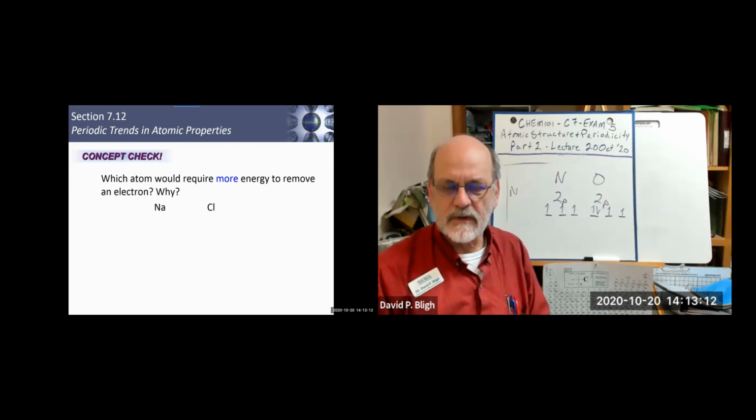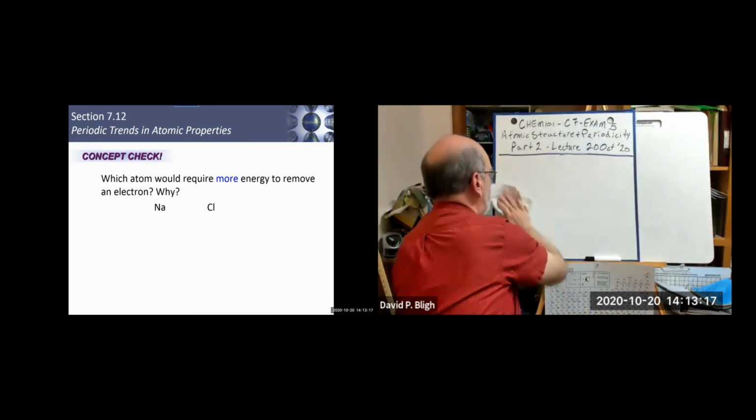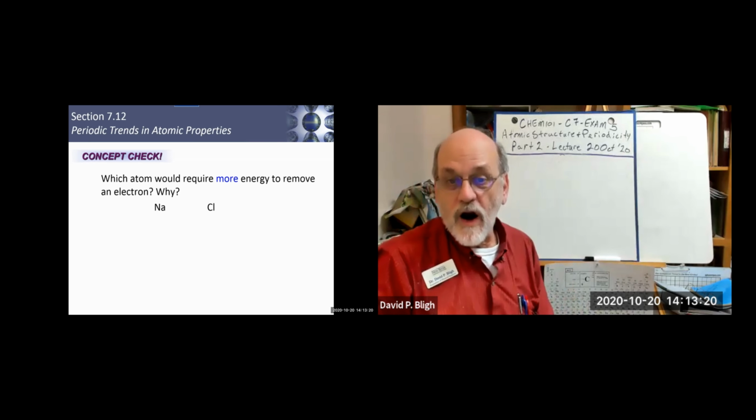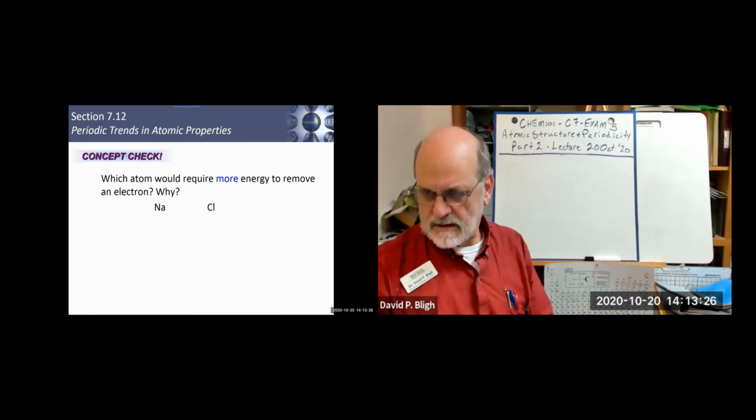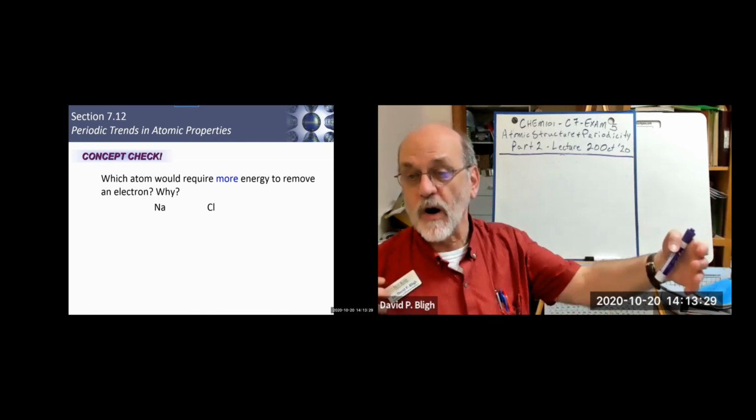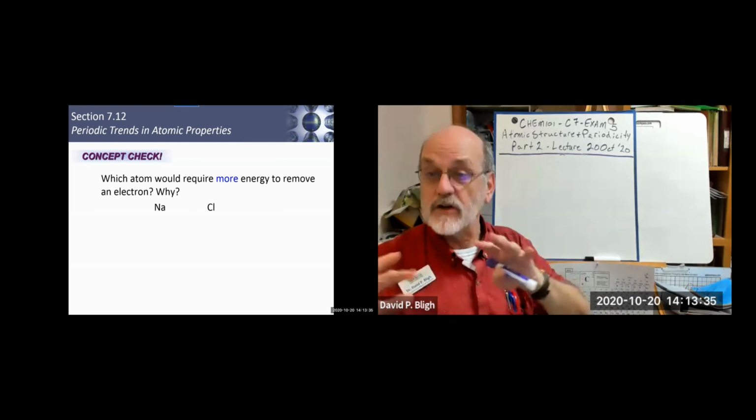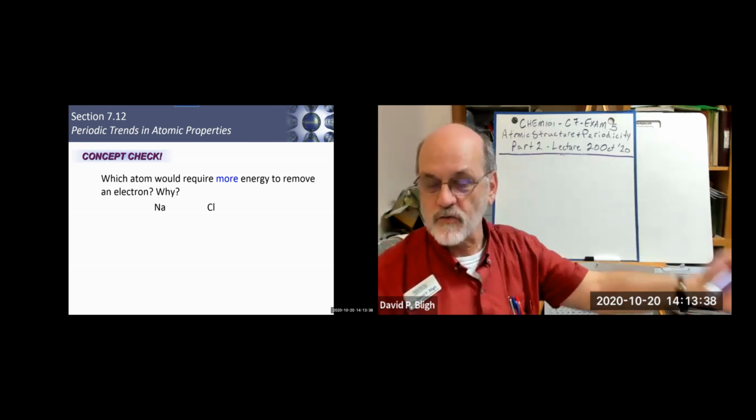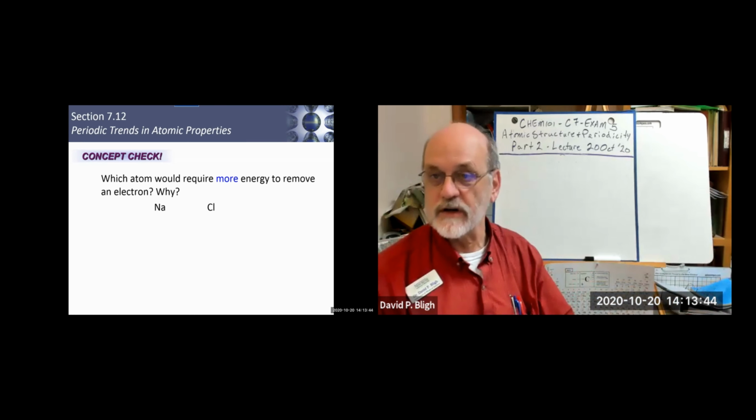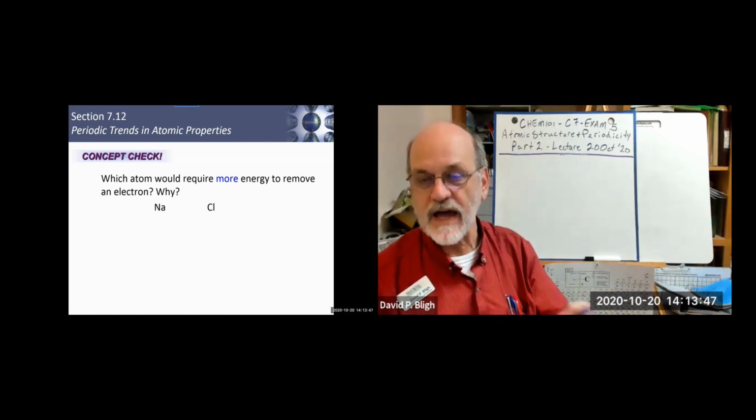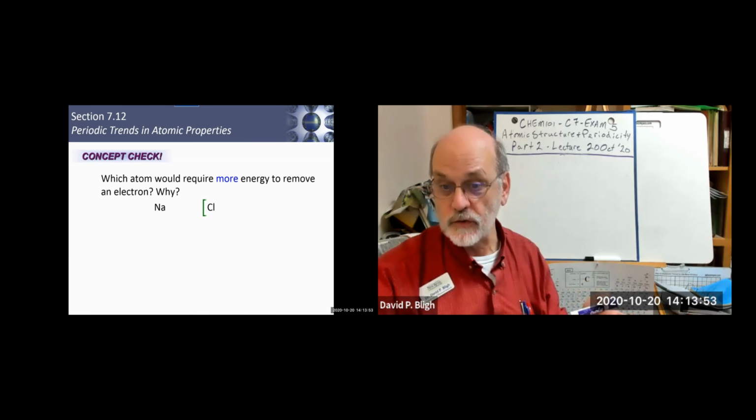Which one of these, sodium or chlorine, requires more energy to remove an electron? Well, we can look at the general trend. If the elements are farther apart from one another on the same period, then you can generally say that the one farthest to the right will have a higher first ionization energy, or more energy required. Chlorine is way to the right of sodium, so we would expect chlorine to have a higher first ionization energy. And that in fact is true.